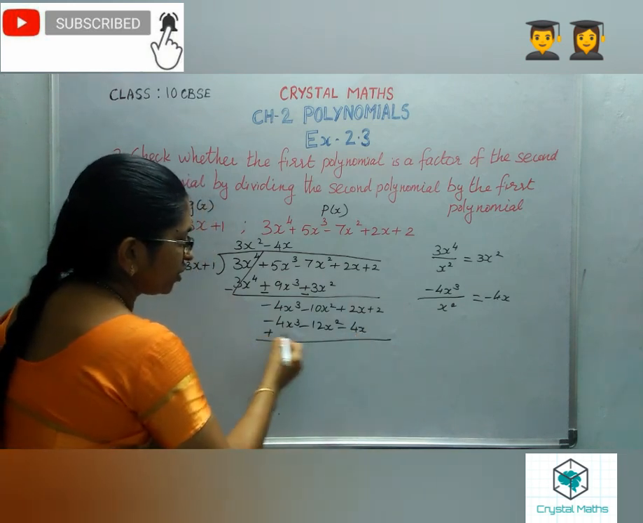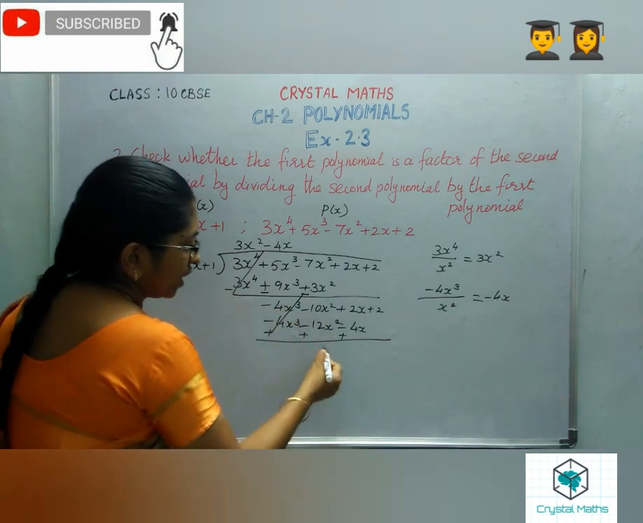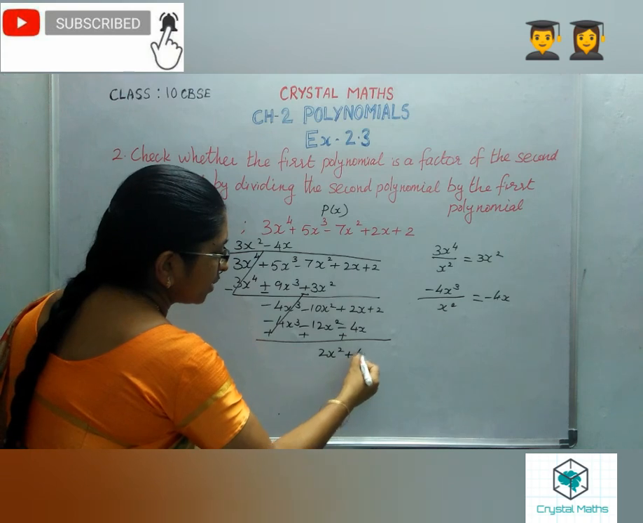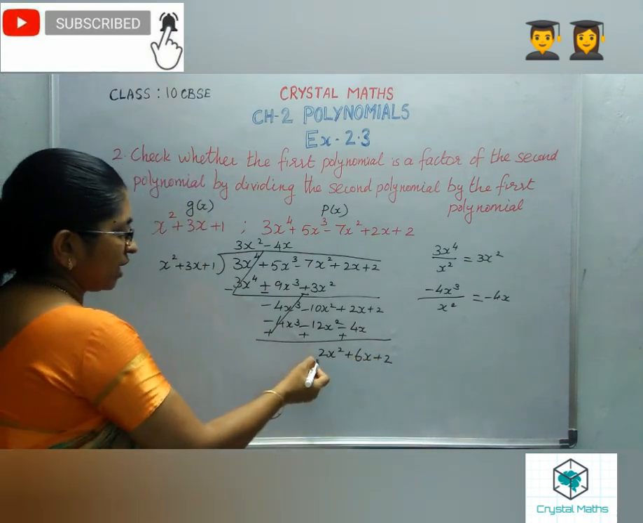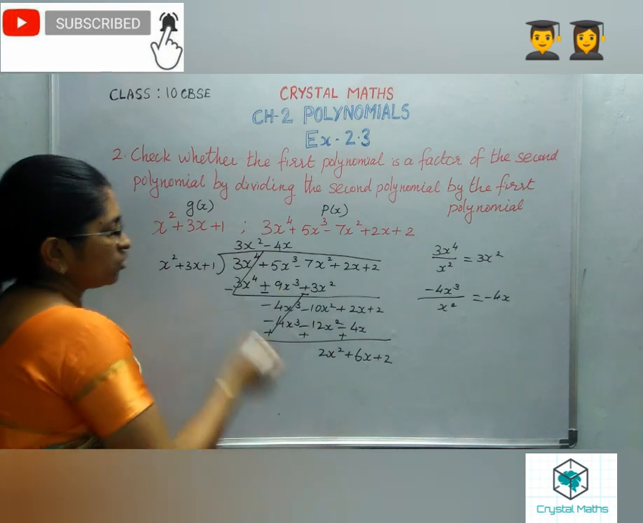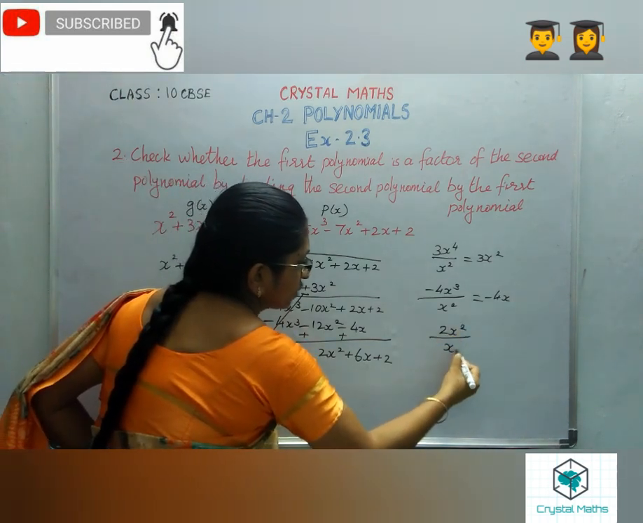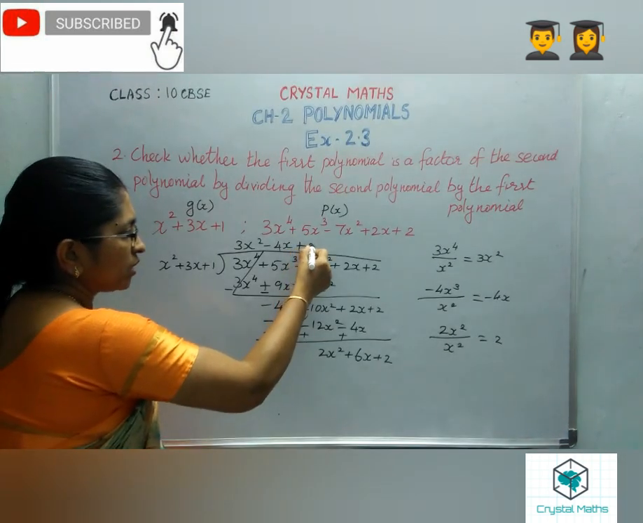Again we will change the sign and add. So we are getting 2x squared plus 6x plus 2. Same way, first term by first term. That is 2x squared by x squared equal to 2 plus 2.